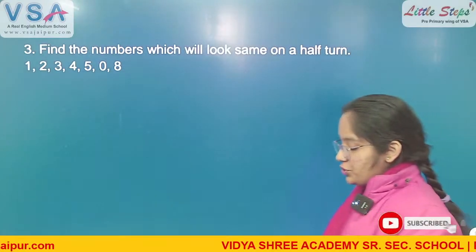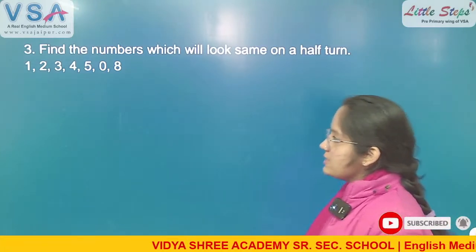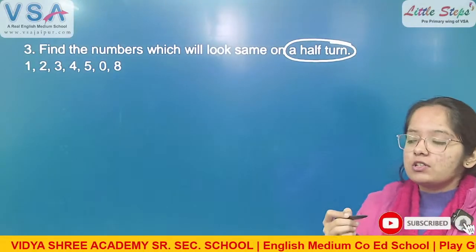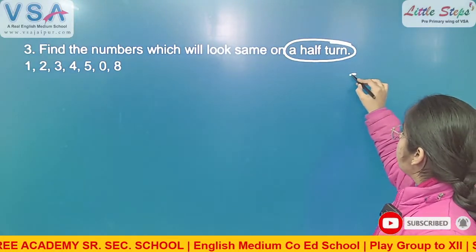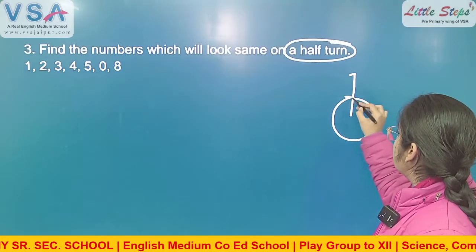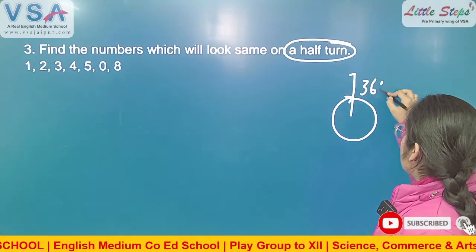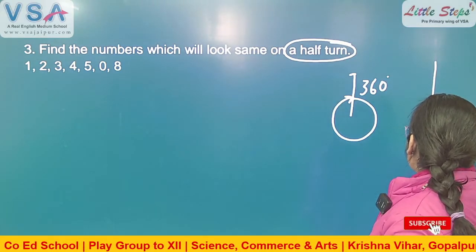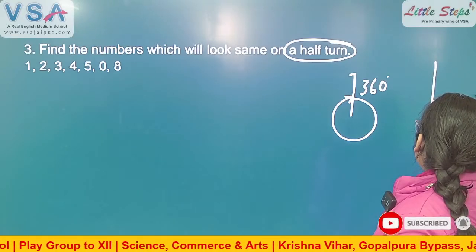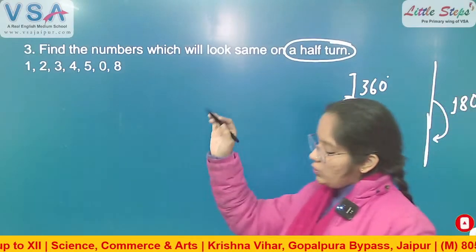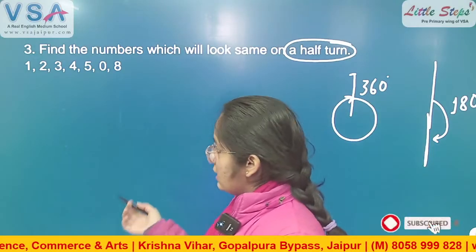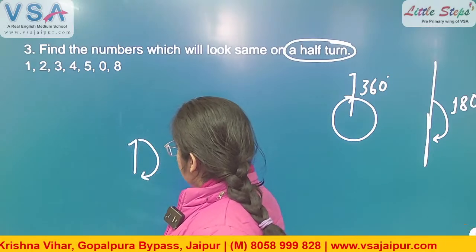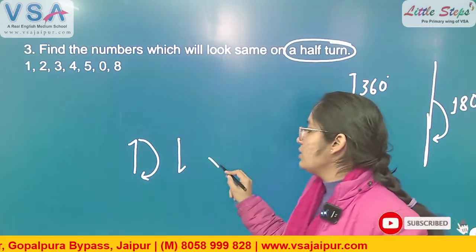Let's move to the next question, that is, find the numbers which will look the same after a half turn. Now, what is the meaning of half turn here? We know that a complete turn is moving from here, then again here. This is 360 degrees. When we talk about half turn, it will go from here to here and then stop. So it will be 180 degrees. When we turn 1, will it remain the same? It will turn like this and become like this. So it will not be the same.